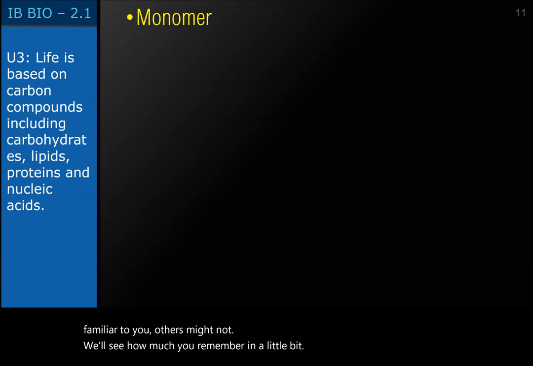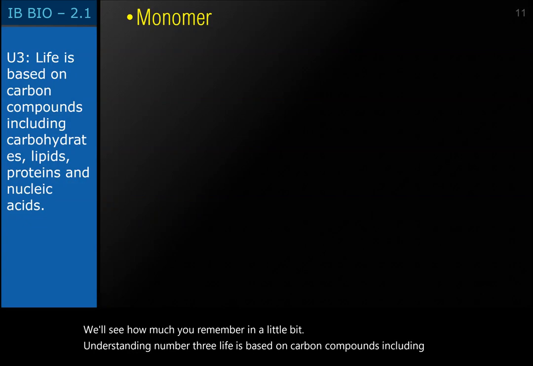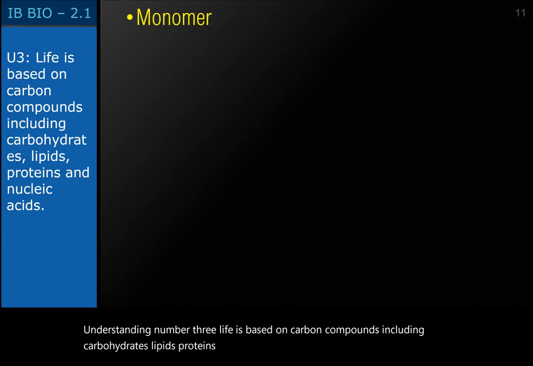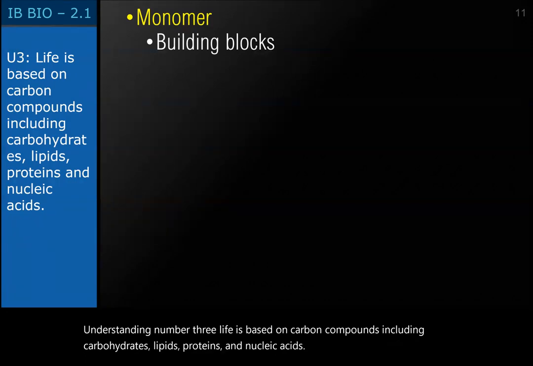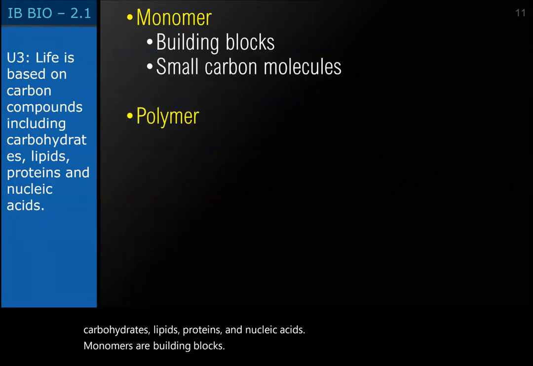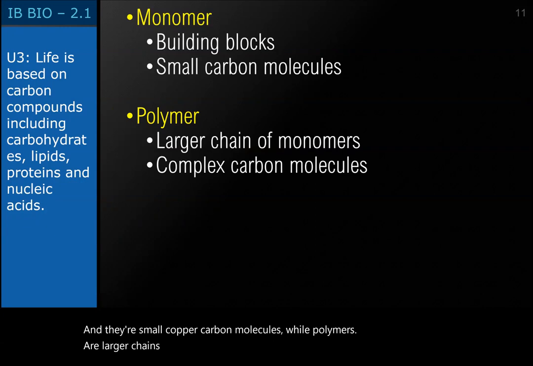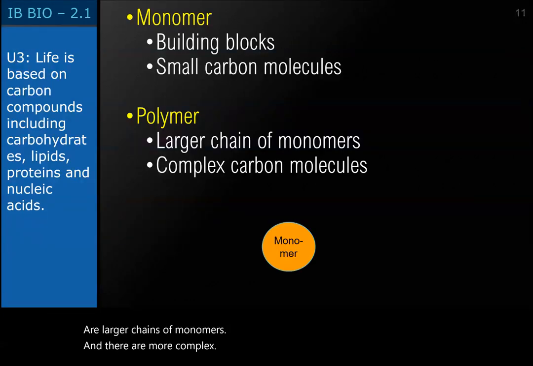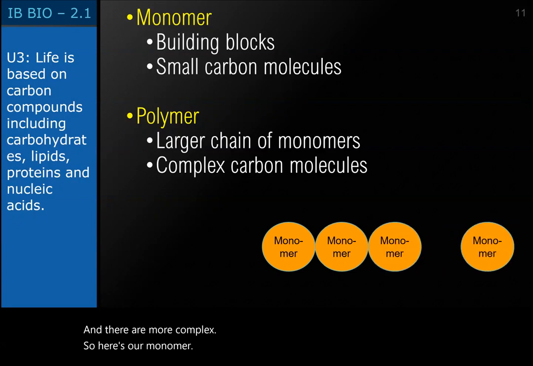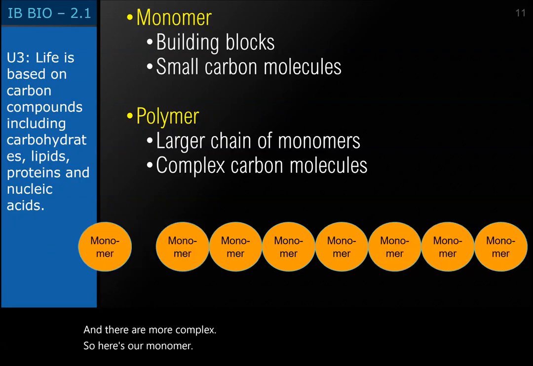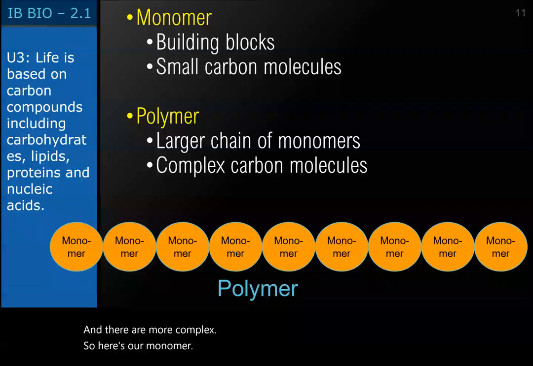Understanding number 3. Life is based on carbon compounds including carbohydrates, lipids, proteins, and nucleic acids. Monomers are building blocks, and they're small carbon molecules, while polymers are larger chains of monomers, and they're more complex. So here's our monomer. Together, they build a polymer.